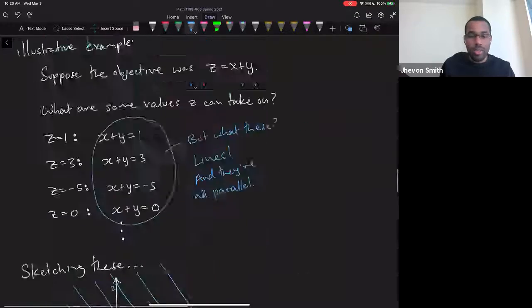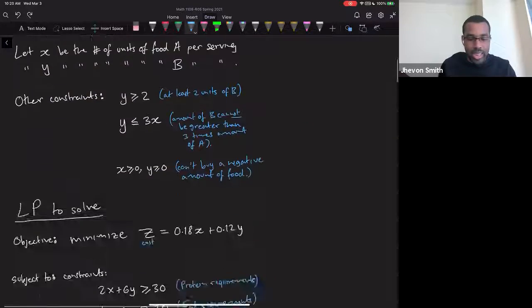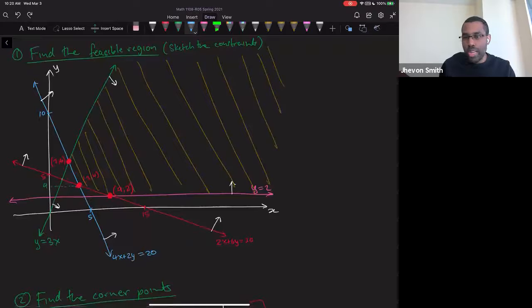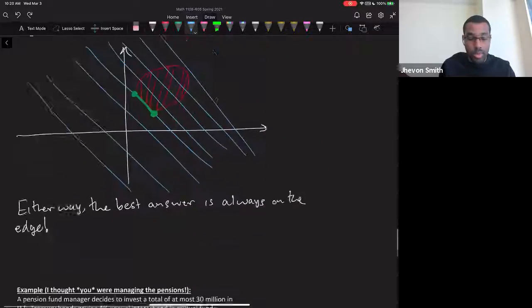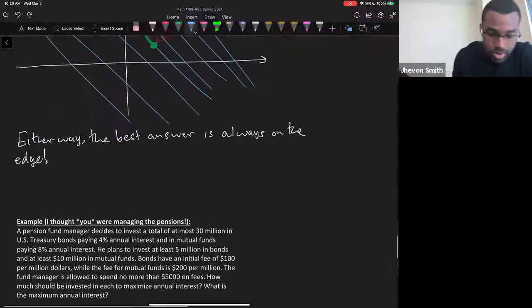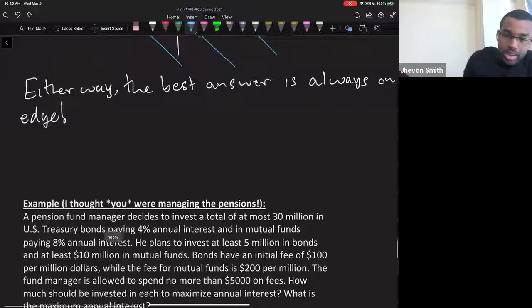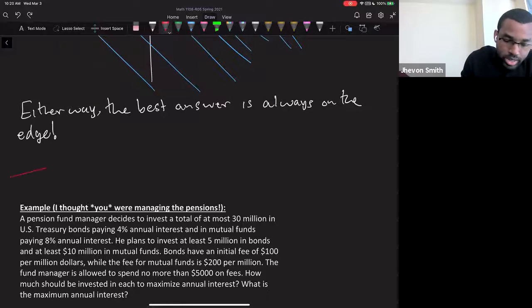That's why I know of all the points I could test on this, only 3 of them really matter. Only the 3 that are at the extreme points on the edge. And so that's why we know we can just check corner points to solve these problems. Yeah, very interesting. Anyway, try these for next time.